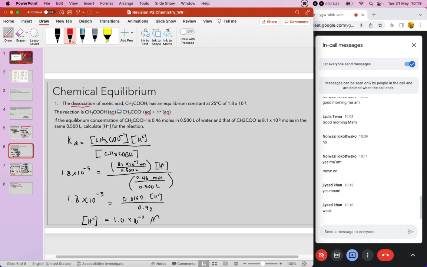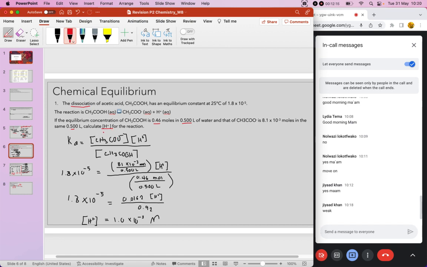If the equilibrium concentration of acetic acid is 0.46 moles in 0.500 liters of water, and that of CH3COO minus is 8.1 times 10 to the power negative 3 moles in the same 0.500 liters, calculate the concentration of the reaction.